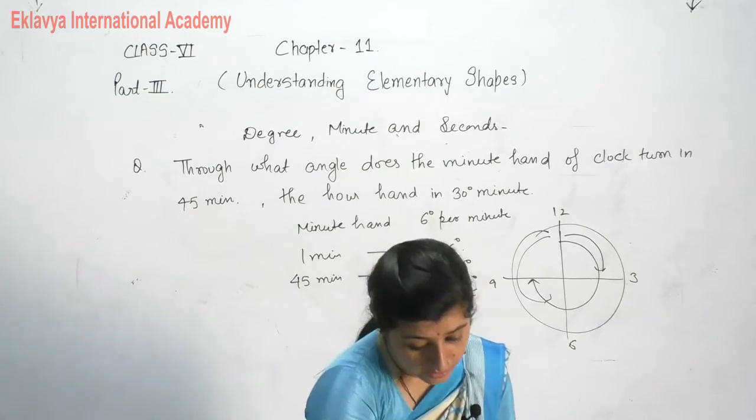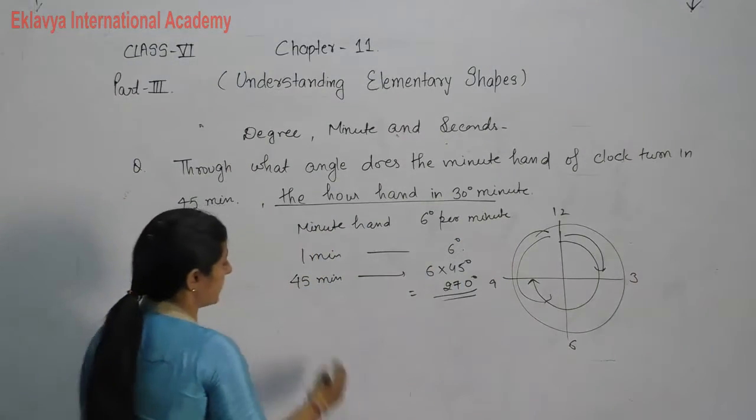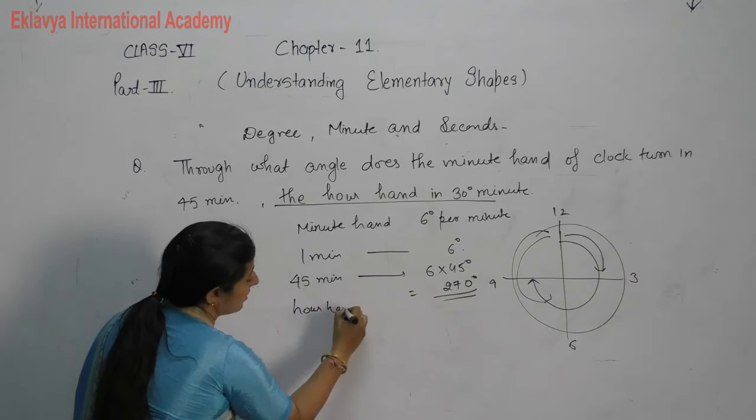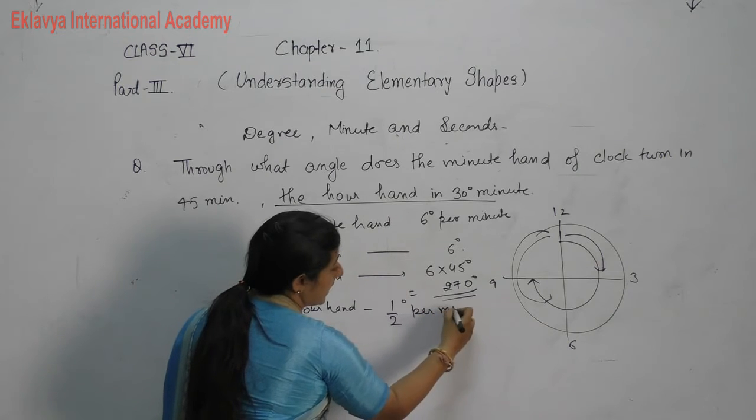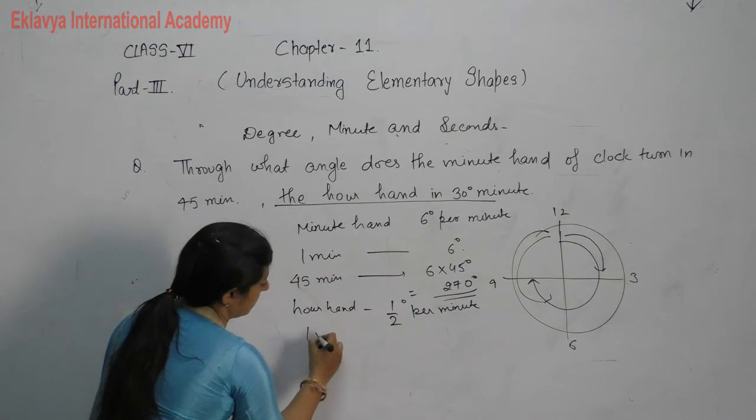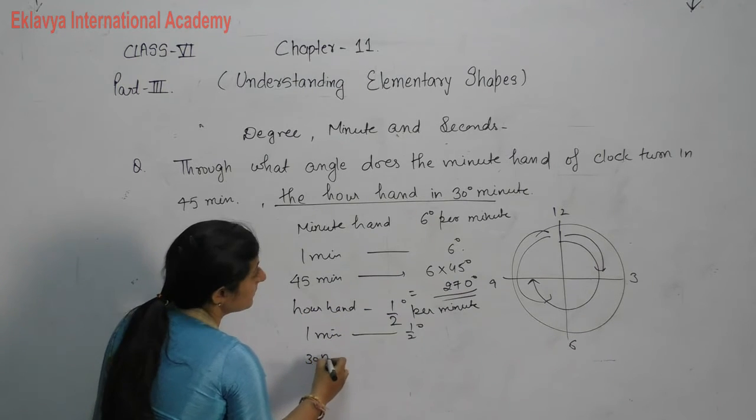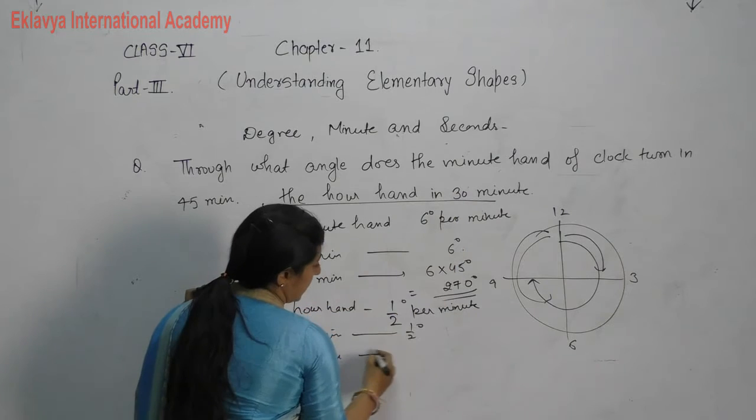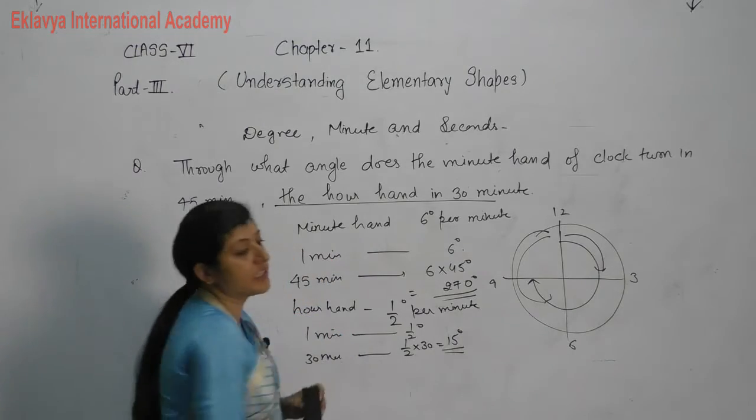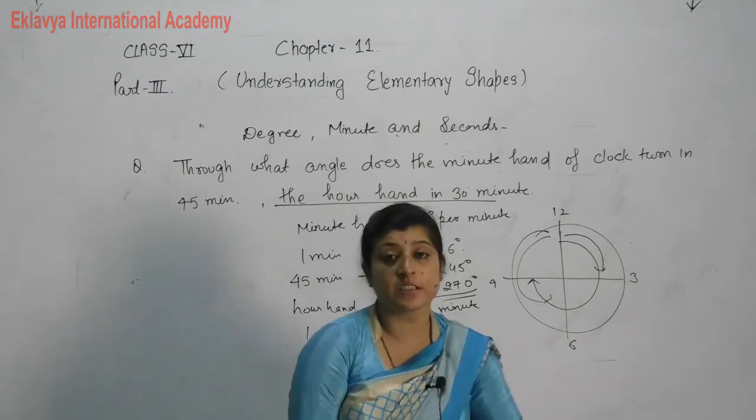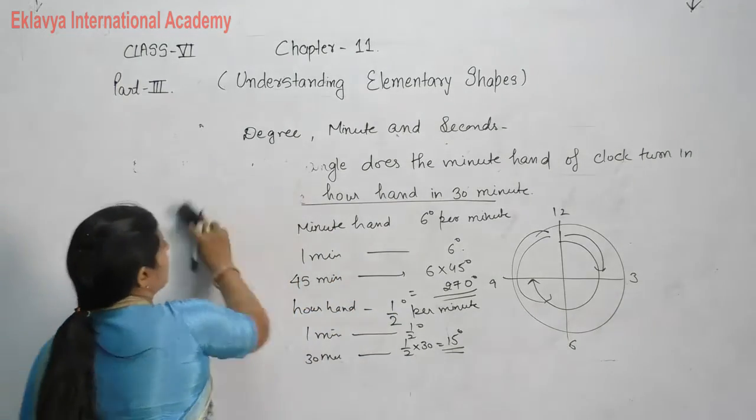Okay, second, the hour hand also. The hour hand in 30 minutes. For the hour hand, we know that it makes 1/2 degree per minute. It means in 1 minute, it will make half degree. Then in 30 minutes, it will make 1/2 into 30, that is equal to 15 degree. So, from this information, we can calculate these answers. See the next one.